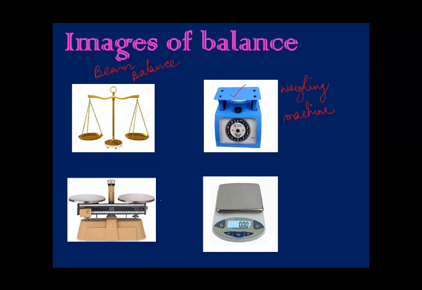Now this is the common balance. You can see it with the vegetable vendors. Next is the electronic balance. This is the electronic balance. The weight is kept here, and the weight of the object is electronically displayed here. That is why it is termed as electronic balance.